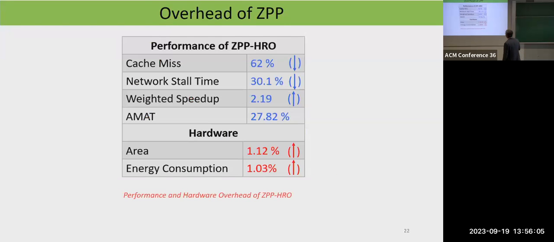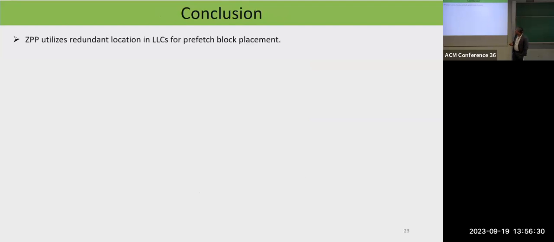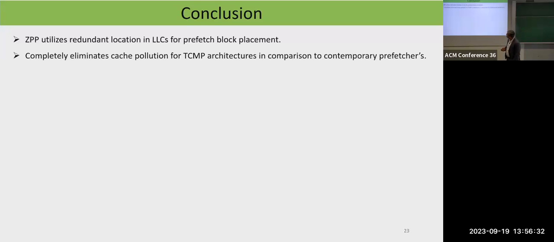So to conclude, before that, the overhead is, we are able to reduce cache misses up to 62%, and the network stall time is reduced because we have a significant amount of cache hits without any extra space. Weighted speedup is going up as high as 2.19, and average memory access time is reduced. And of course, since there are extra modules being kept, there is slight area and energy overhead. So the conclusion is CPP utilizes the redundant location in LLCs for prefetch block placement, completely eliminating cache pollution.